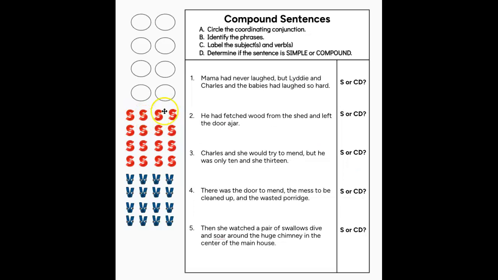Alrighty, so we look at a sentence. This is the process that we go through. We circle the coordinating conjunction first. Mama had never laughed, but Liddy and Charles and the babies had laughed so hard. So I see a coordinating conjunction here, and I see another one here. Now this second one, there's no comma, so that tells me it's not going to be a compound sentence for this reason, but this one has a comma.